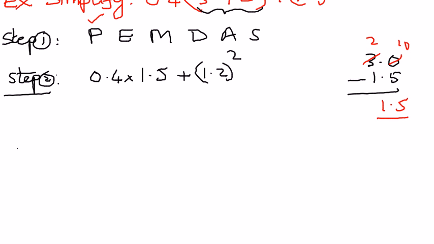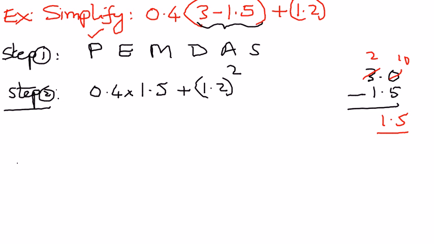Now we're going to simplify or expand the exponents. The exponent we have here is 1.2 raised to the power of 2. What does that mean? The base is repeated the number of times the exponent indicates. The exponent is 2, therefore 1.2 times 1.2. 1.2 times 1.2 is equal to 1.44. So we'll write that in the next step.